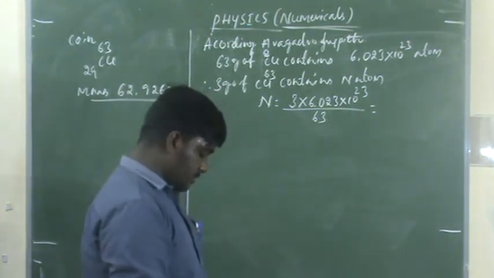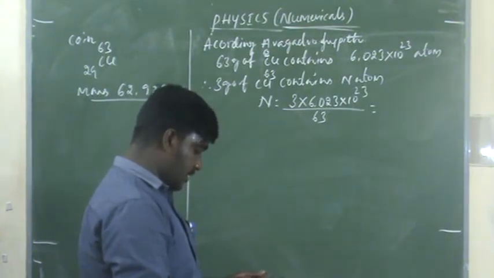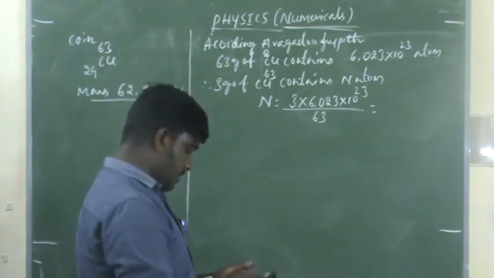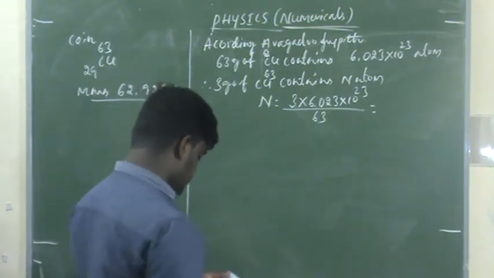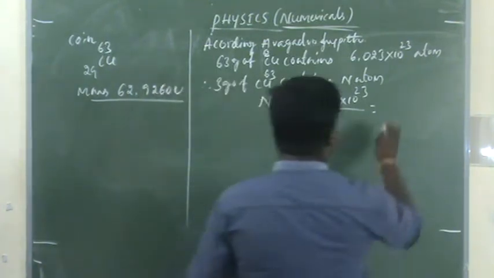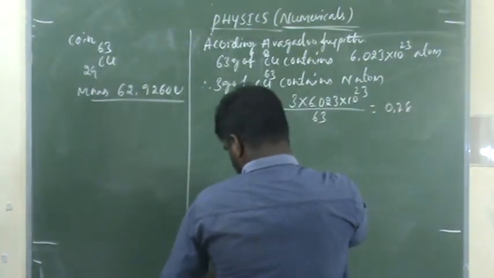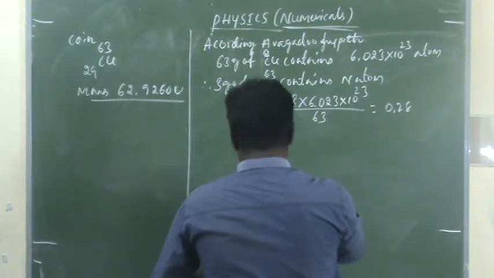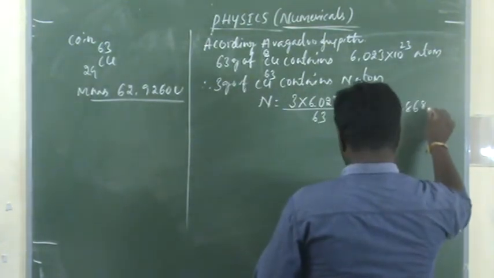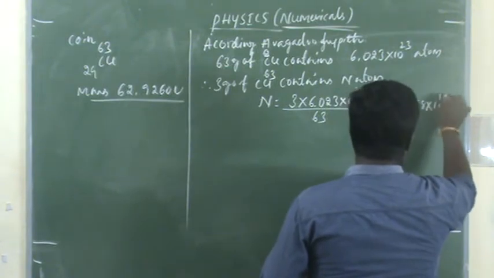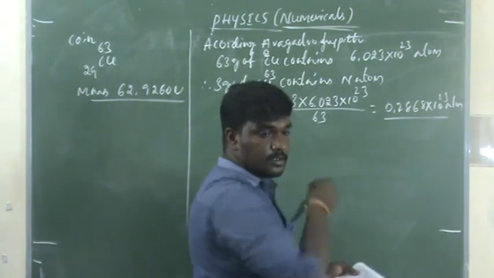So what is the value of n? 3 into 6.023 divided by 63 gives 0.2868 into 10 to the power of 23 atoms. This is the n value.